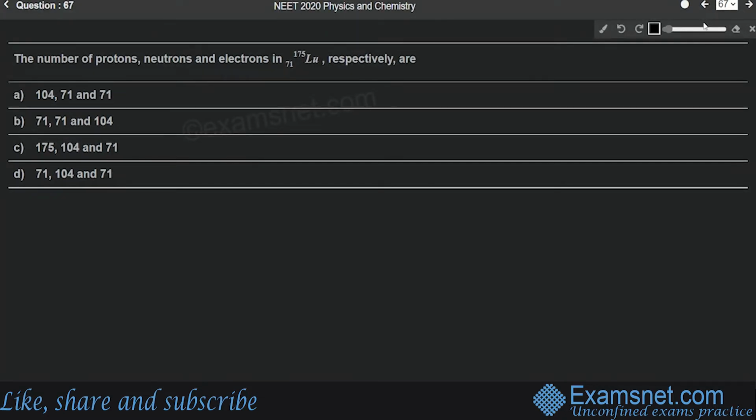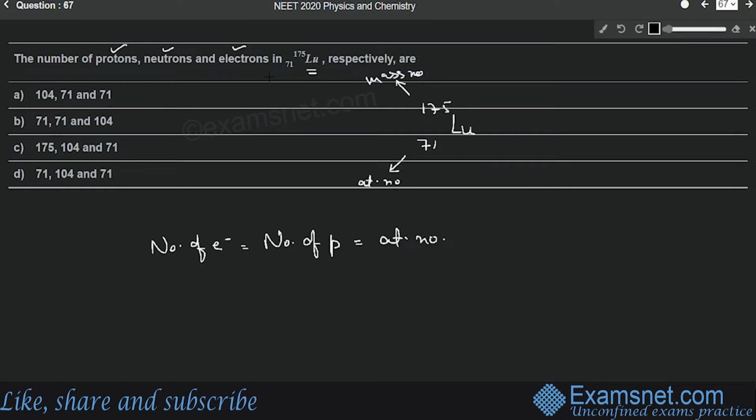Now question number 67 is from the chapter Structure of an Atom, and the question is: the number of protons, neutrons and electrons in lutetium respectively are. So we have the element lutetium. 71 is the atomic number and 175 is the mass number. We know that for an element, the number of electrons is equal to the number of protons, and both individually are equal to the atomic number. Atomic number is given as 71. That means the number of electrons will be 71 and the number of protons will also be 71.